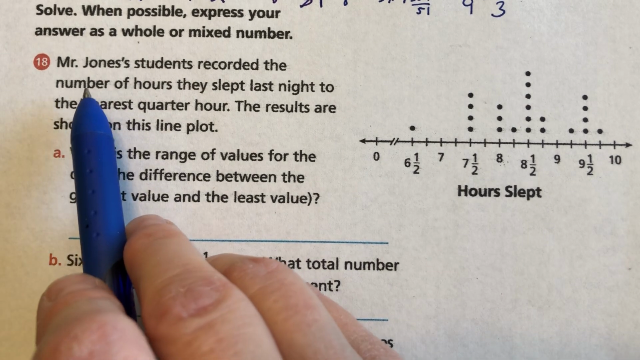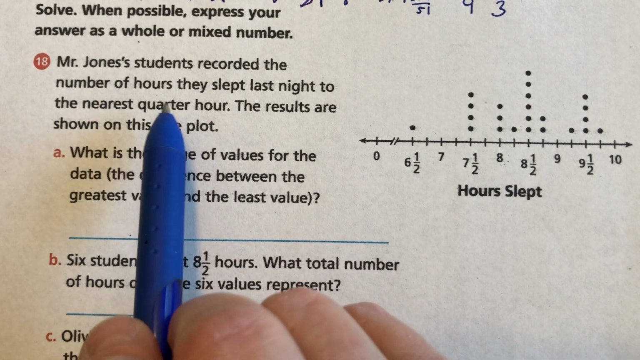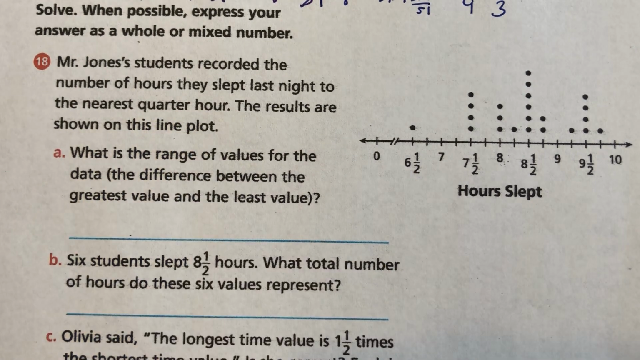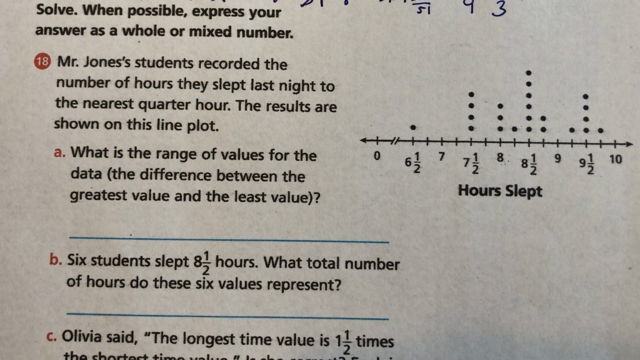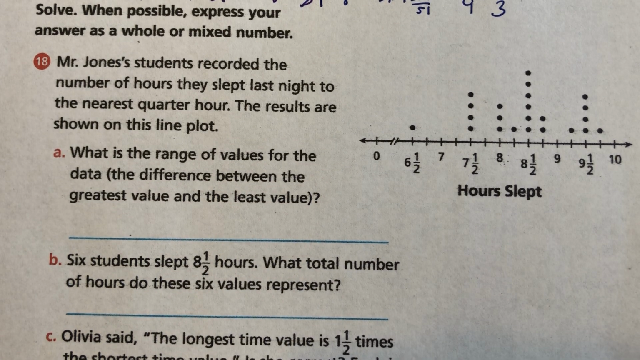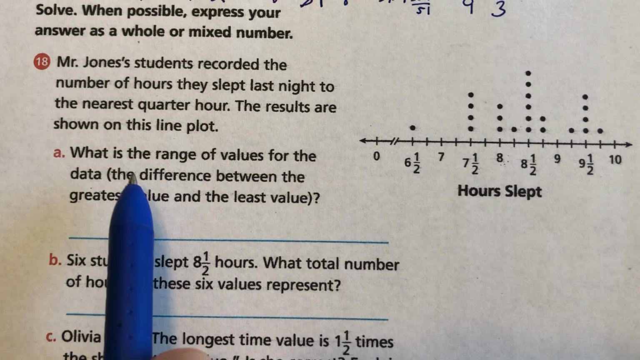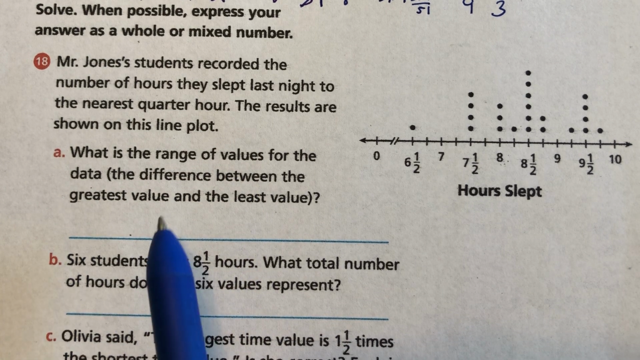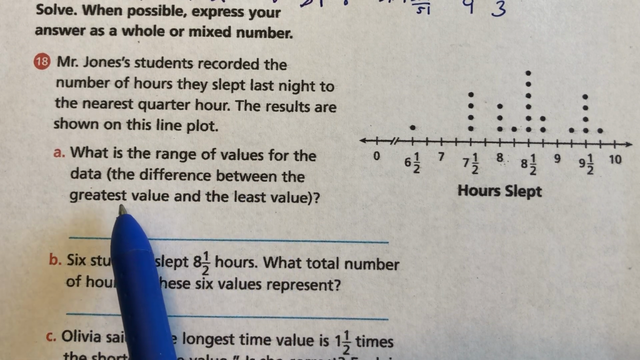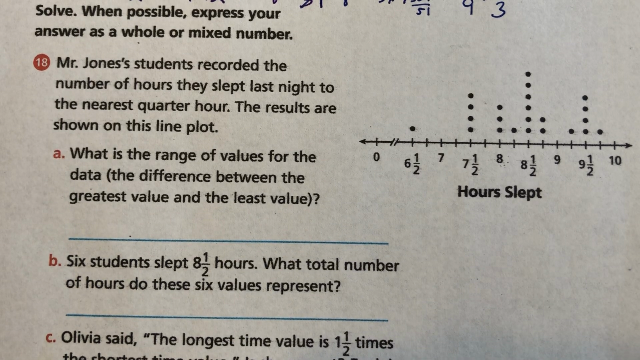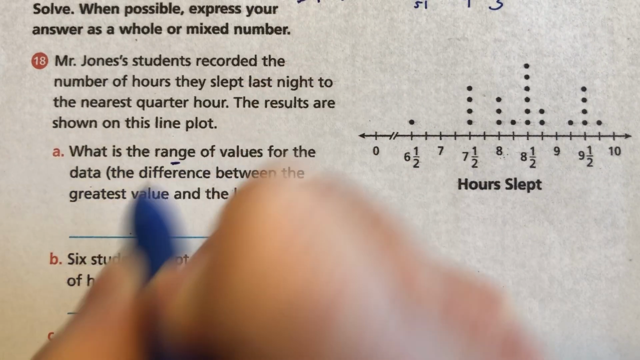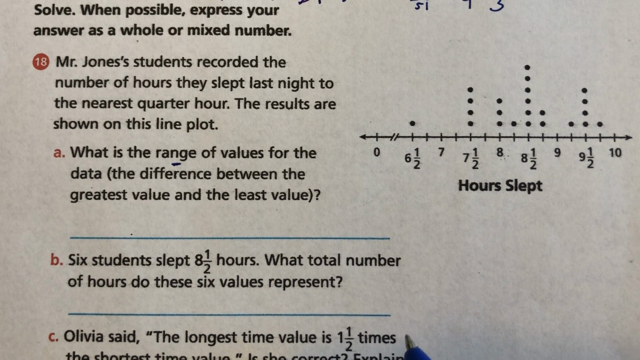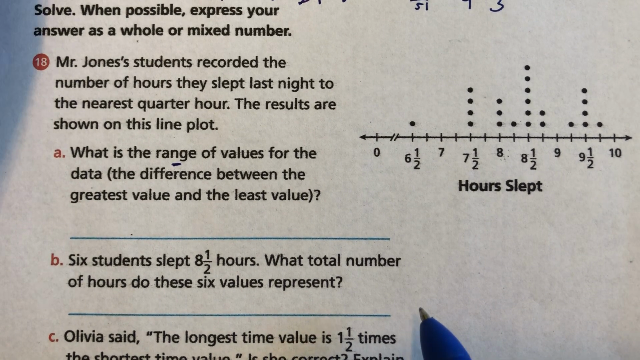All right, Mr. Jones' students recorded the number of hours they slept last night to the nearest quarter hour. So it means to the nearest 1/4 of an hour. The results are shown on this line plot, aka dot plot. What is the range of values for the data? And the range means the difference between the greatest value and the least value. Difference means subtract, right? So I'm not just gonna look at this 10 and this 0 here. I wanna look at the values that actually happened, okay?